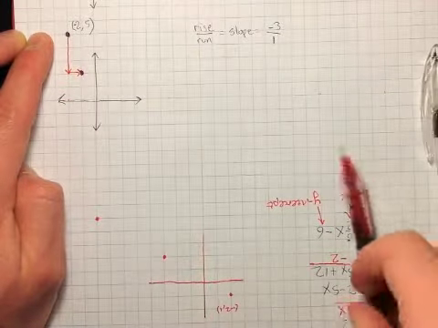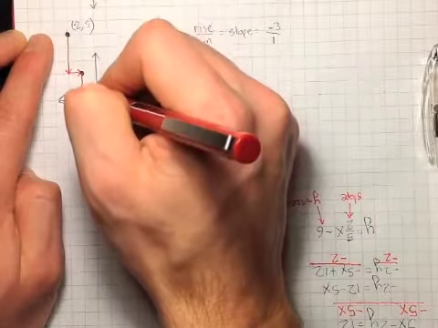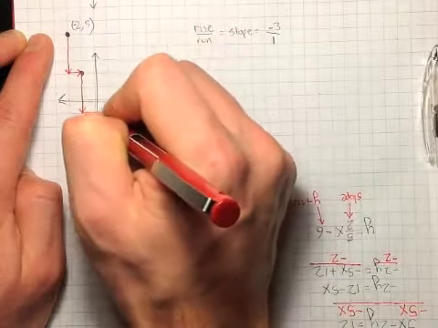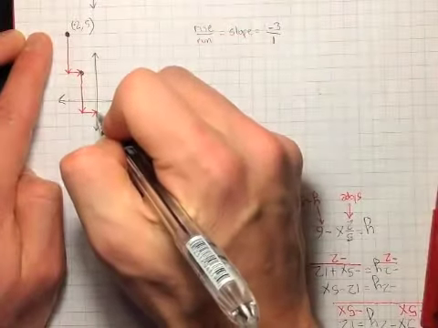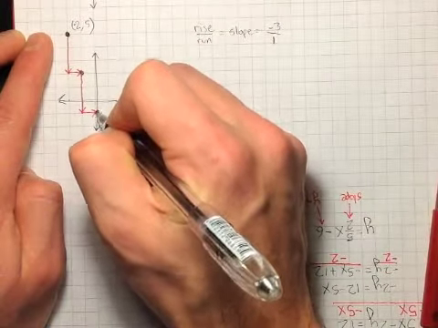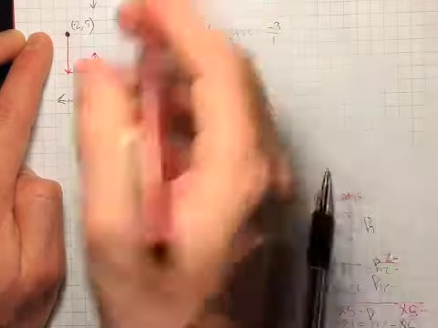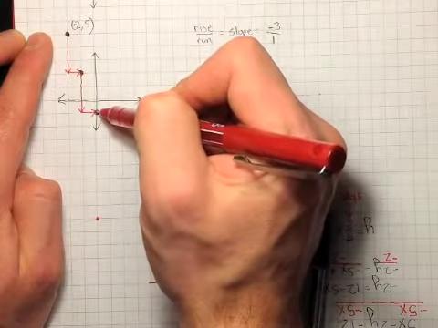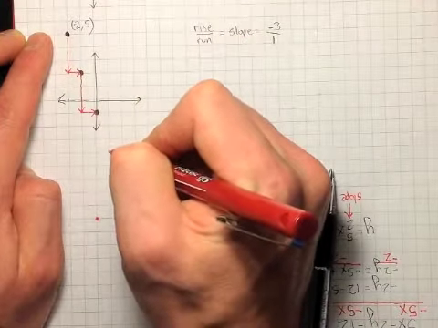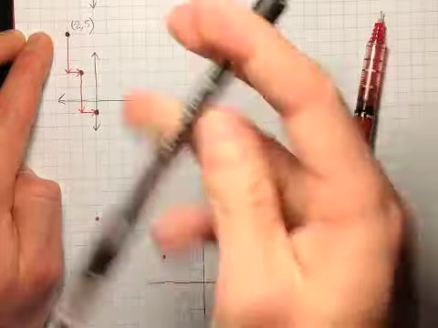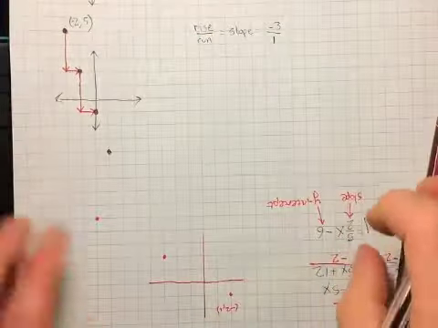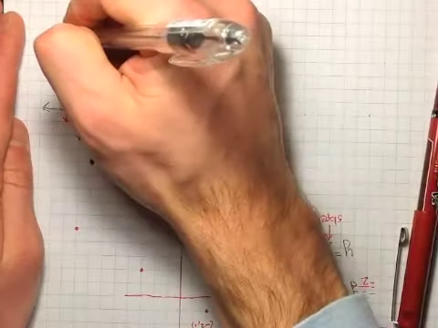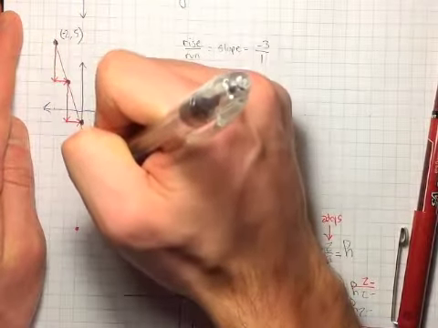And if you want, we can do a couple more of these. Rise negative 3, run 1. Hey, look at that. I just crossed the y-axis, which means my y-intercept is that point right there. And I can do a couple more. And you get the idea. Okay? So here are the points on my line.